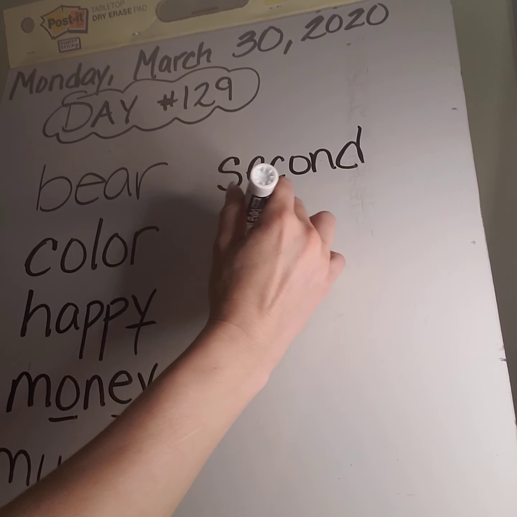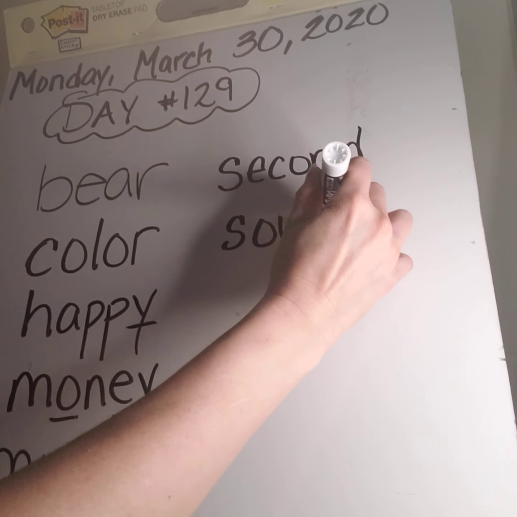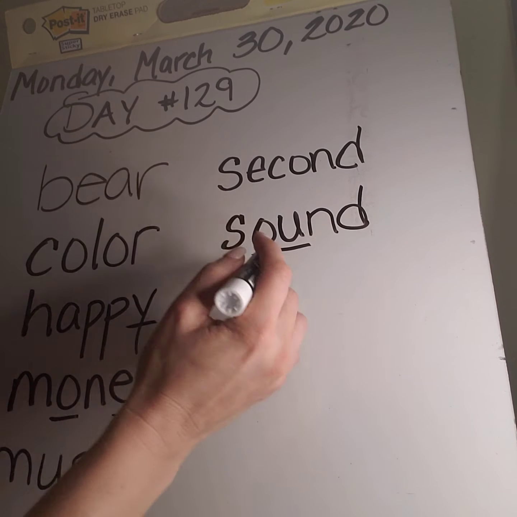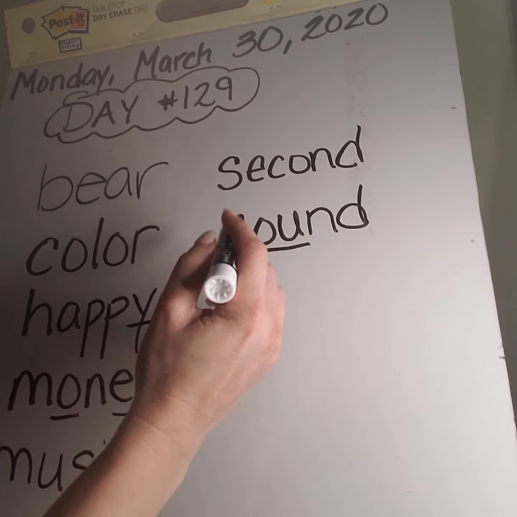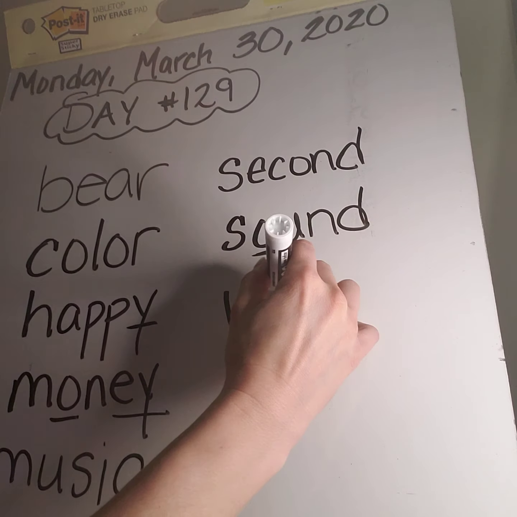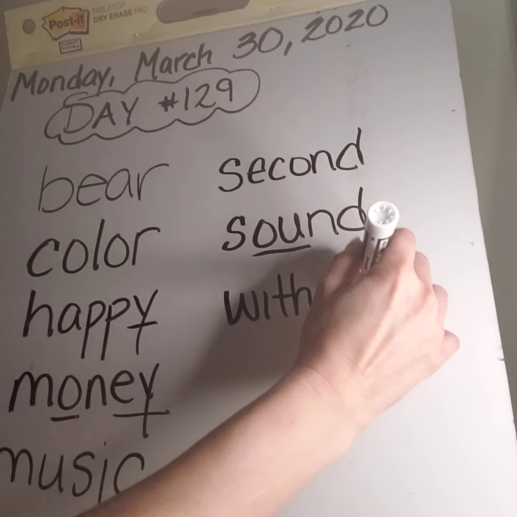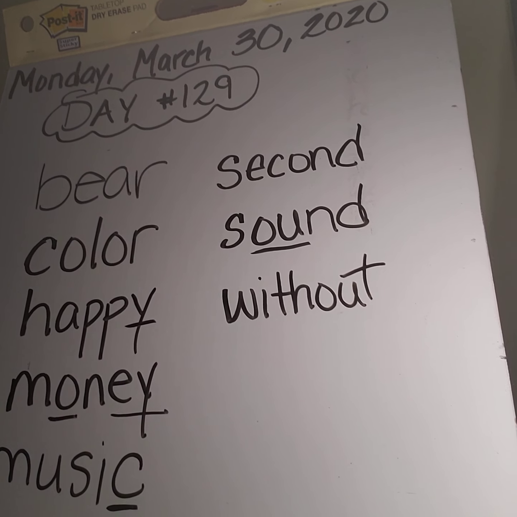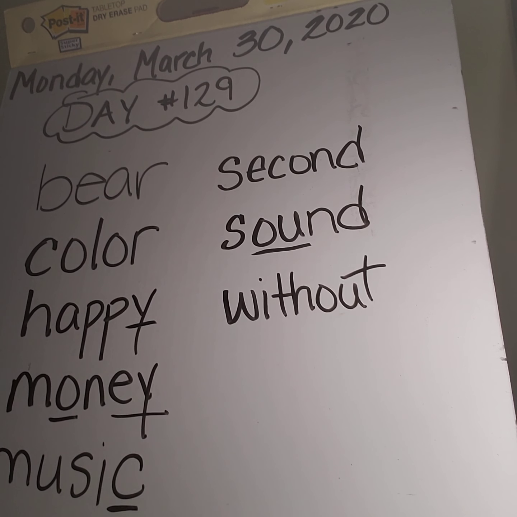Then we have sound, which has our OU that we've learned before that says ow, okay, like sound. And then our last one is a compound word with out. It has the word with, it has the word out, it makes without. Okay, so those are your high frequency words for the week.